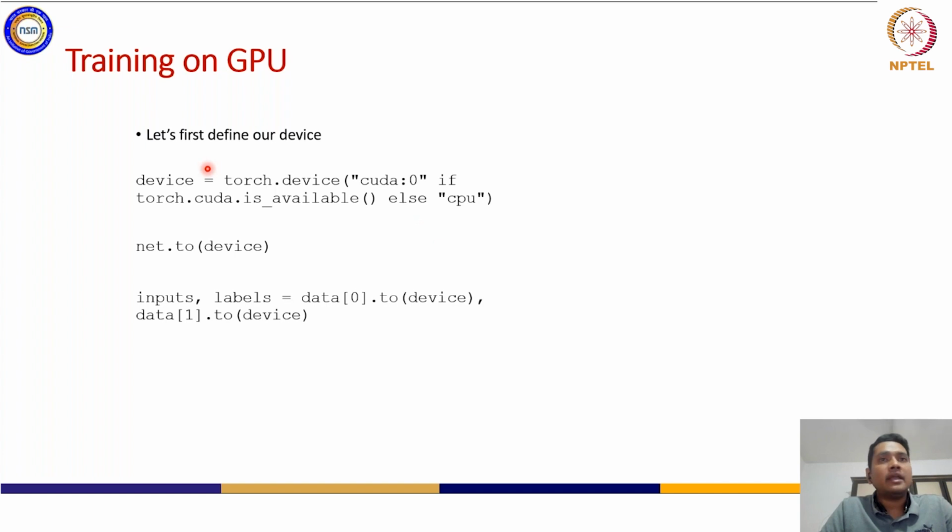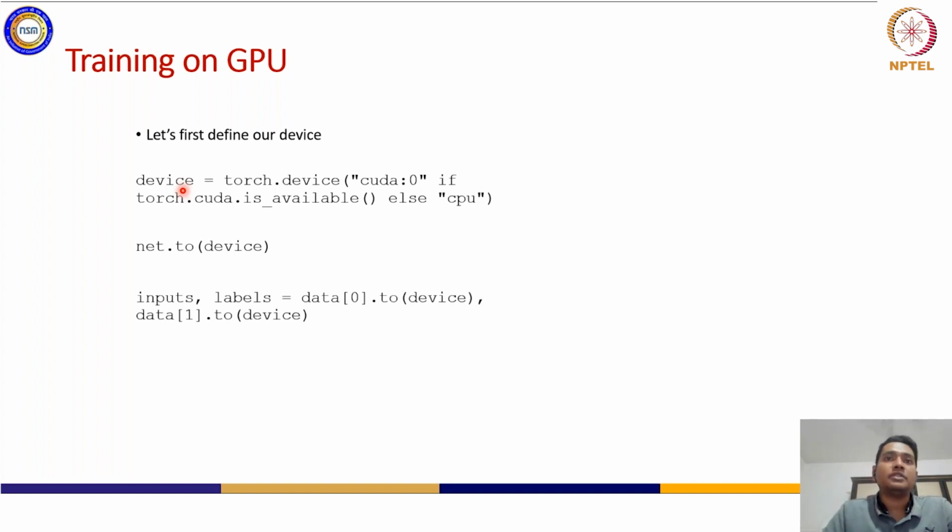Now we will see how to define our model, which will run on both GPU and CPU. So you need to define one device variable, where you decide whether you want to run your model inside the CPU or inside the GPU.